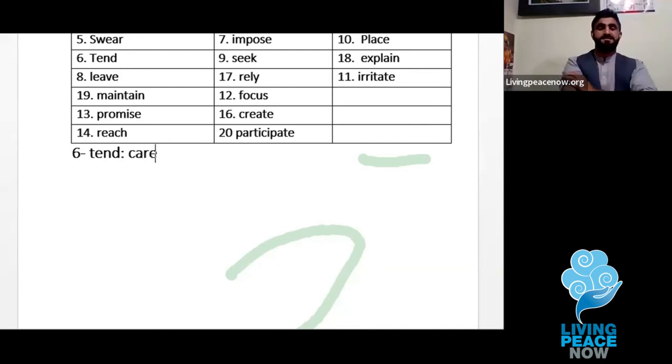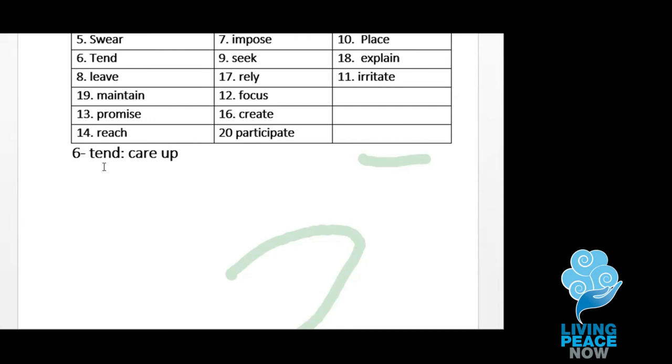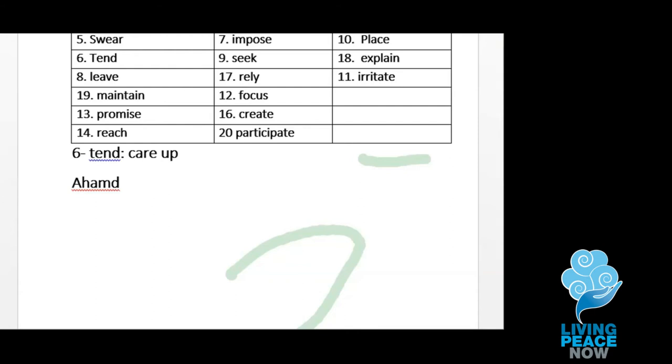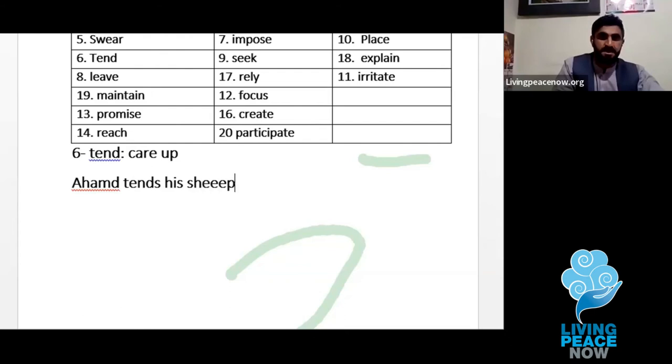It means to take care of. Tend means, how can I tell you in Pashto, like a shepherd. For example: Ahmad tends his sheep. Yeah, Ahmad tends his sheep. Okay, like this. This is a good word. Got it? This is one.